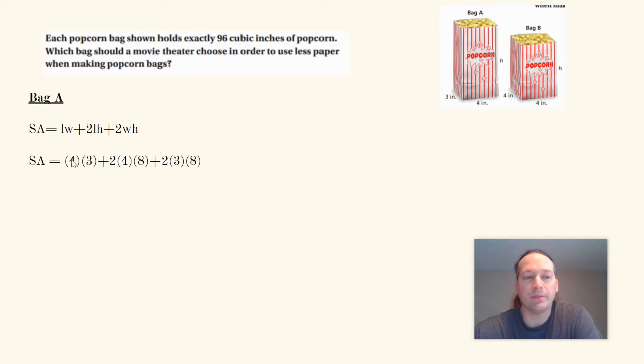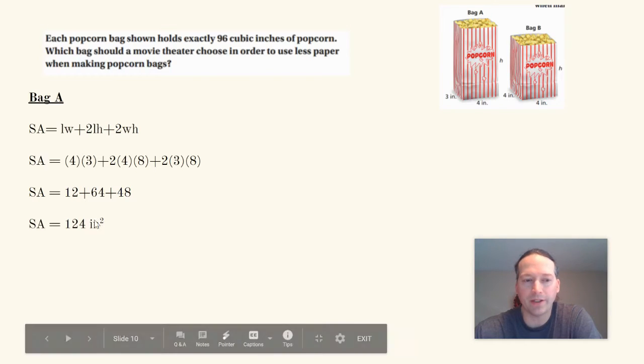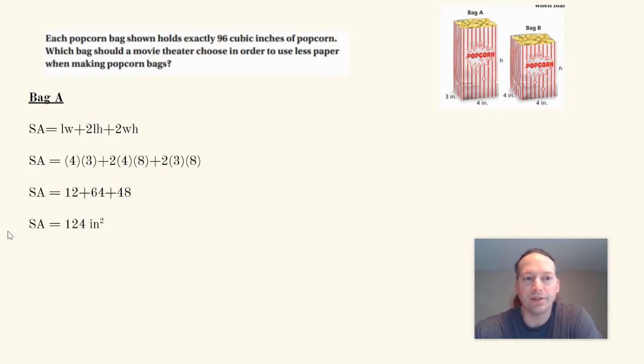Plug all the numbers in. So the base was 4 and 3. The height was 8, right? And then we just plug those in. Comes out to be 124 inches squared. And notice this is a square term because this is surface area, not volume.